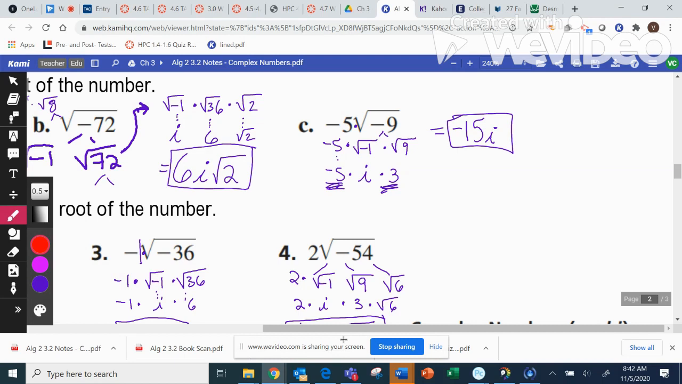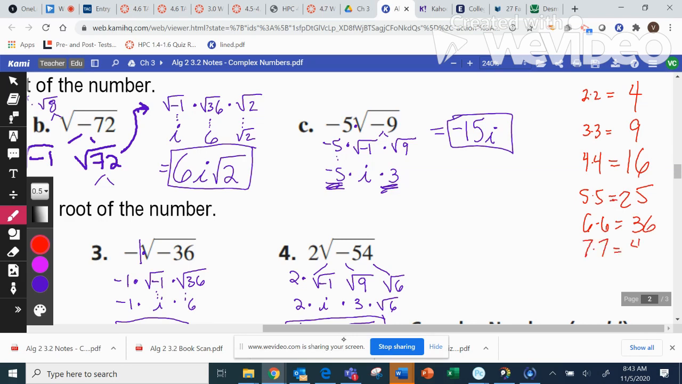What is 2 times 2? 4. What's 3 times 3? 9. 4 times 4. 16. 5 times 5. 25. 6 times 6. 36. 7 times 7. My third grader can answer these questions. Answer them with me. What's 8 times 8? 64. What's 9 times 9?